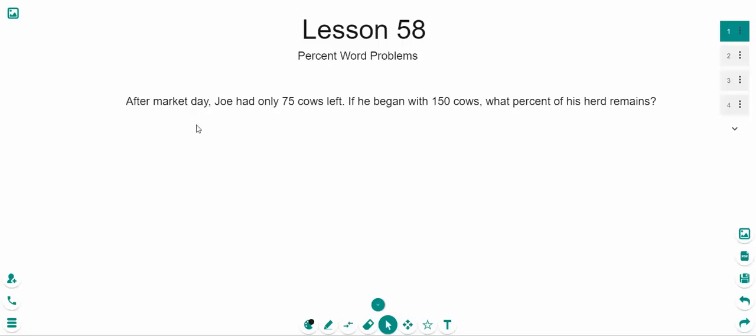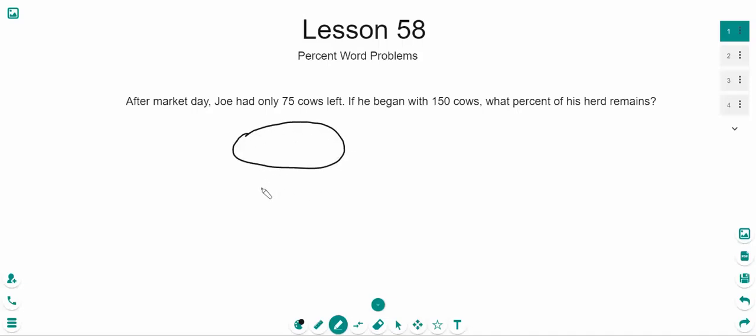All right, so let's take this first one. After market day, Joe had only 75 cows left. If he began with 150 cows, what percent of his herd remains? All right, so the very first step for all of these problems is always going to be to draw the diagram. And remember, the diagram takes the form of two bubbles, right? So we start with one bubble, and we refer to this one as the before bubble. Other times you might think of it as the 100% bubble. All right? This is always the bubble that will contain the original amount, the amount that we started with.